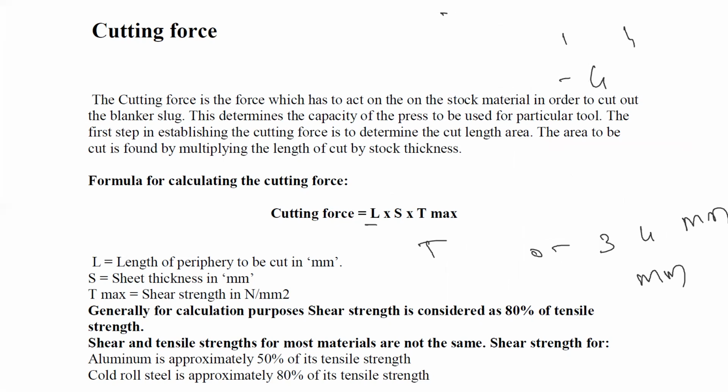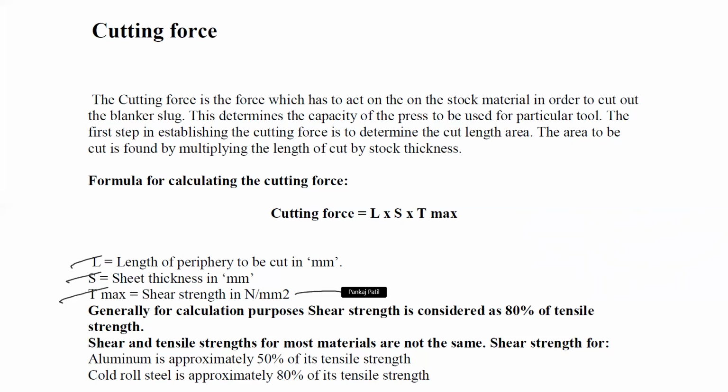The lower the sheet thickness, the lower will be the cutting force. The higher the sheet thickness, the greater will be the cutting force. The similar thing happens with the length. The higher the peripheral length, the more will be the cutting force, and the lesser the peripheral length, the lesser will be the cutting force. And lastly, the tau max, which depends upon the material.